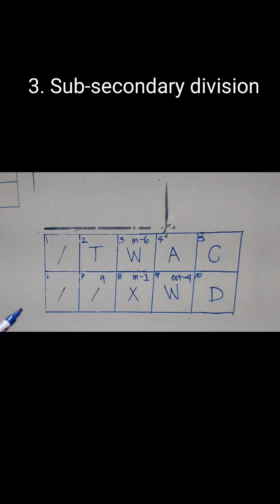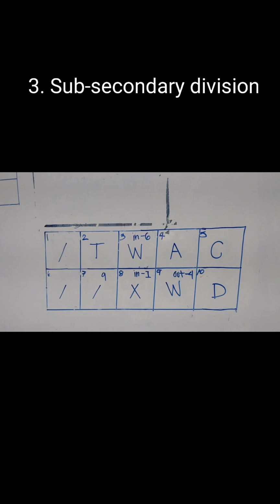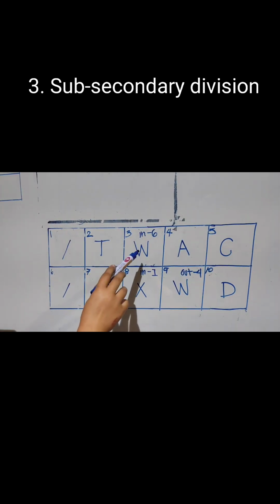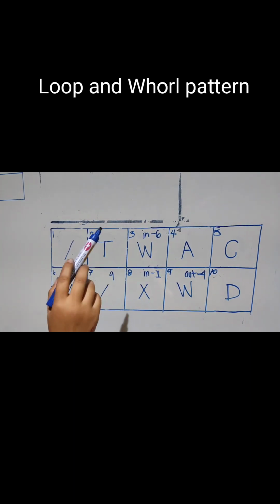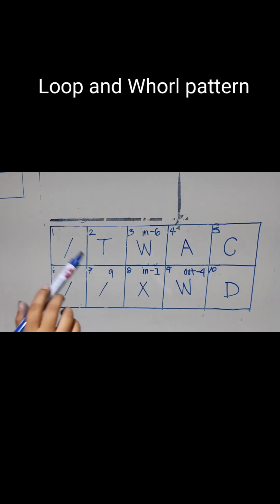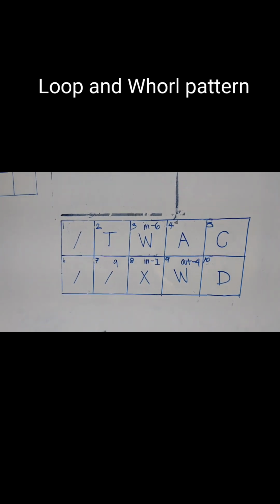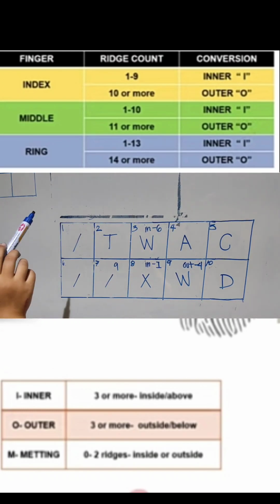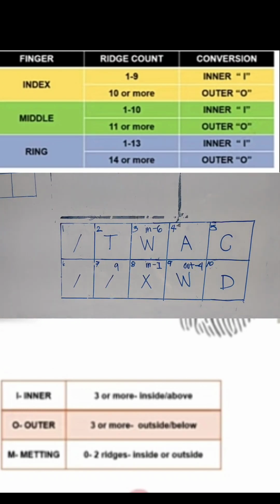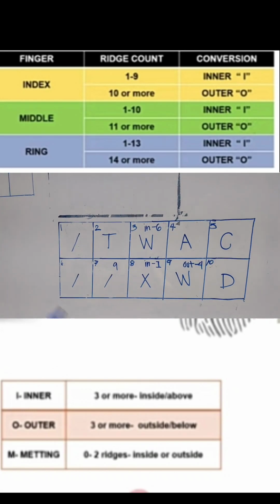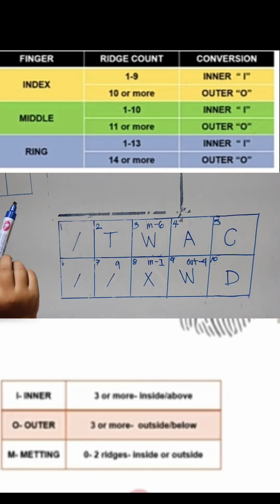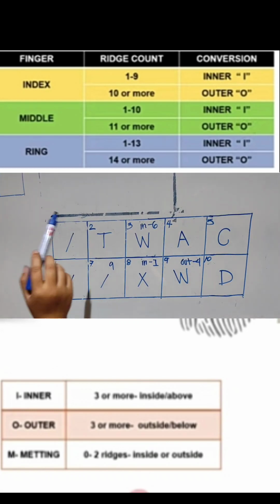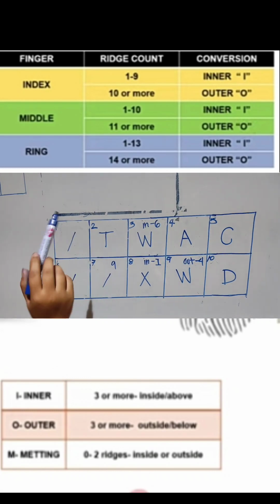So the third classification is the subsecondary classification or division. The only concerned fingers here are the index, middle, and ring fingers, which can be applied by ridge counting of loop and whirl tracing of whirl. So we have two tables: the above table is for ridge counting for loop, while the below table is for whirl tracing for whirl. And remember that if it's not loop or whirl, then we're not going to trace or count.